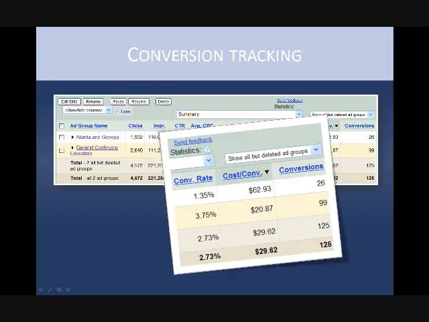And then you can compare that cost per conversion to how much you'd be willing to spend or a cost per acquisition number that you come up with, and say, what's it worth to you to get one new enrollment or one new student into your program? So again, Google AdWords and Yahoo Search Marketing has a similar tracking feature which shows you this.